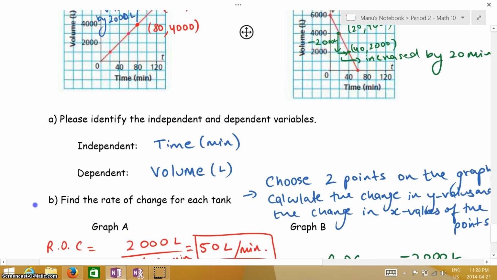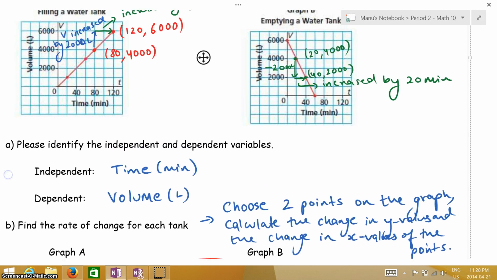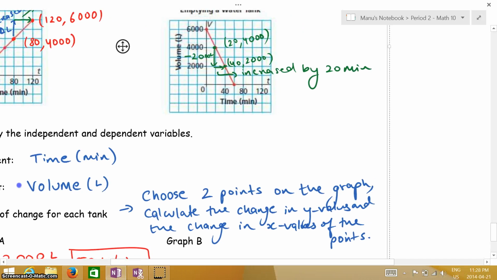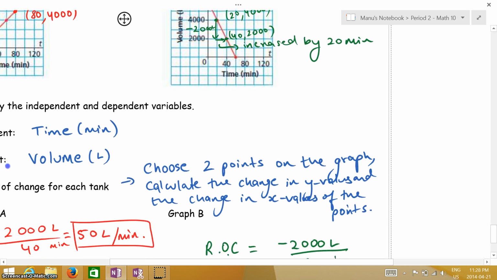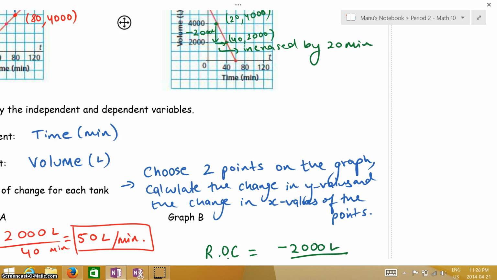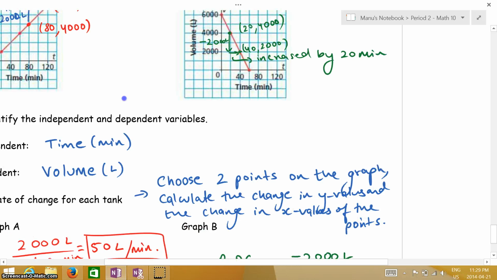And we have to find the rate of change. Here's how we're going to go about it. Here are the steps I'm going to follow. I'm going to choose 2 points on the graph. I'm going to calculate the change in y values and the change in x values of the points. Then I'm going to take a look at that ratio: change in y values divided by change in x values. Once again, choose 2 points on the graph, calculate the change in y values and the change in x values of the points, and take a look at the ratio of those changes.